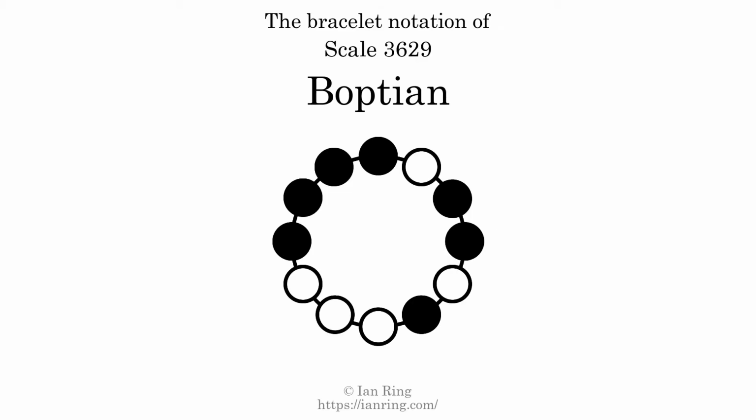This is a bracelet notation diagram of scale 3629. The shaded circles represent tones that appear in the scale, and they are read clockwise, starting at the top.